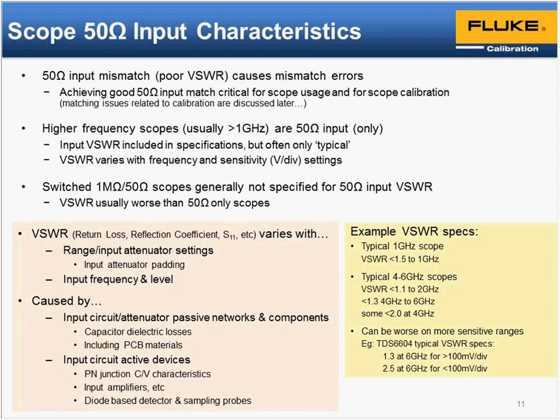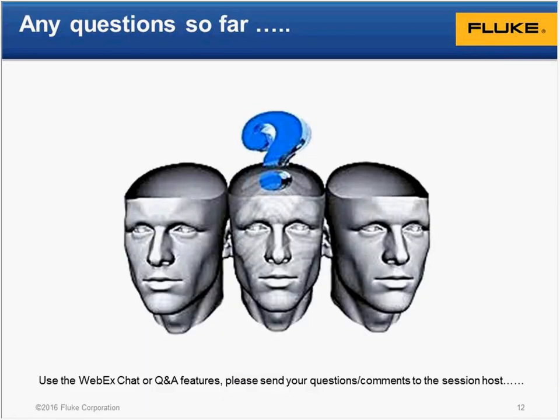So it can be a variable, and it is an issue that we have to cope with in various aspects of the calibration, including the uncertainty analysis. So we've got to the first point to take any questions.